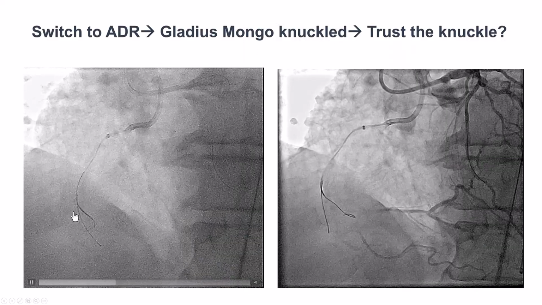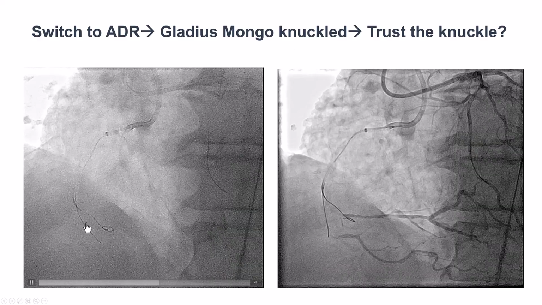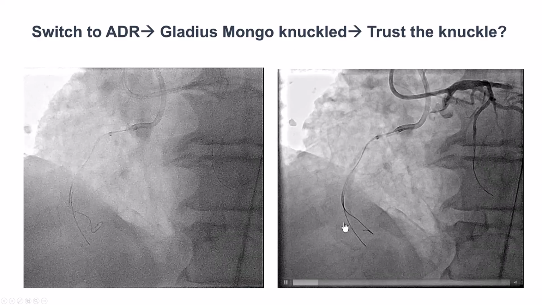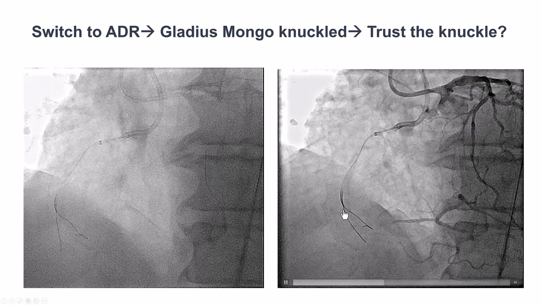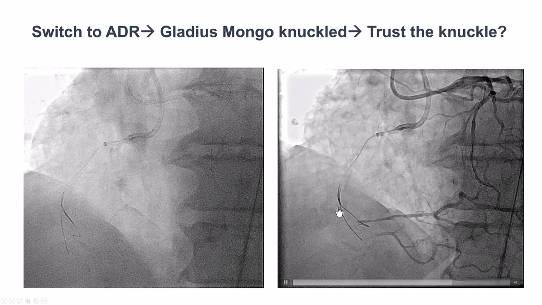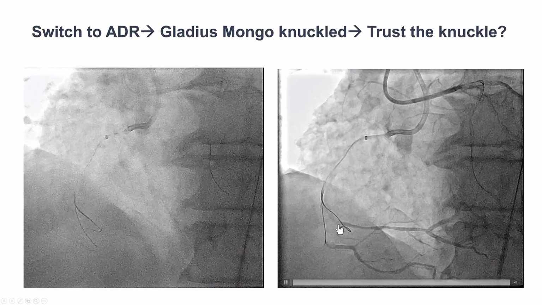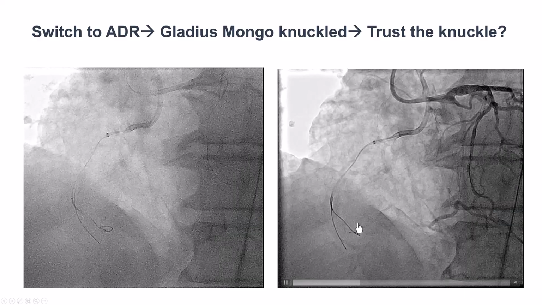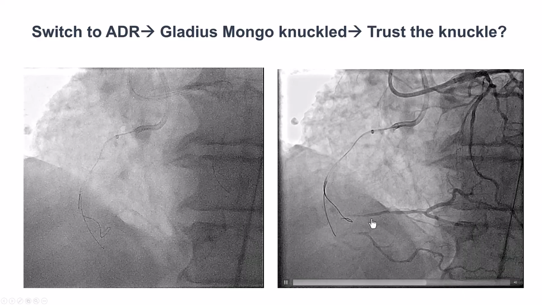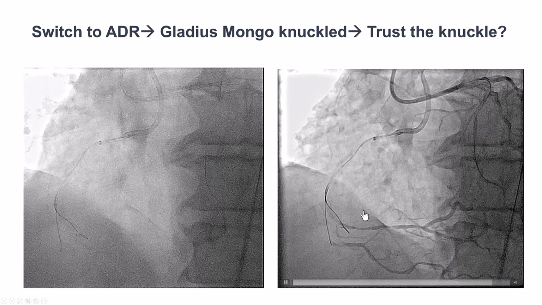So we decided to knuckle it, so we advanced the Gladius Mongo knuckle, but when we did that, the movement of the wire was not quite in sync with the distal RCA. Here it looks like it's moving in a different plane. And this is one of the challenges with ADR.